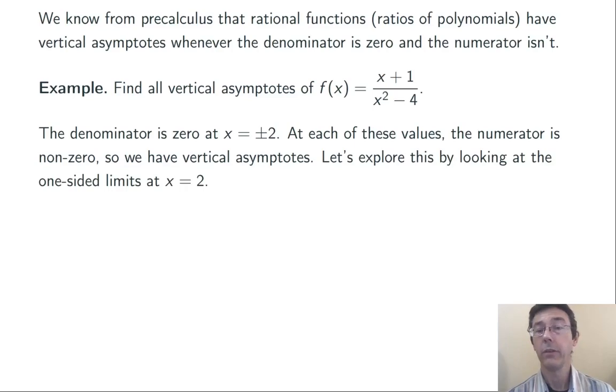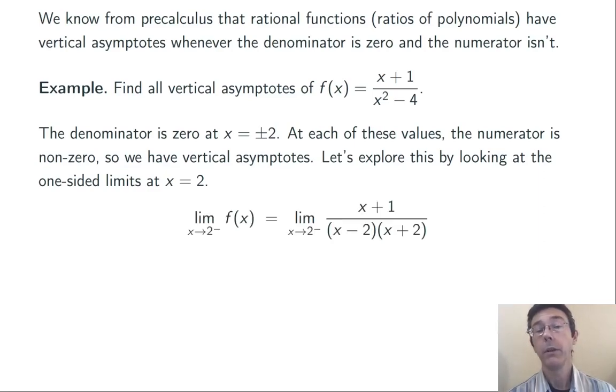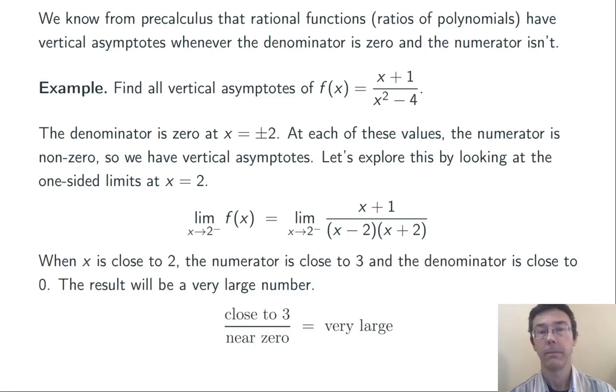Let's explore this a little bit more by looking at one-sided limits. And let's just do x equals 2. So we're going to be looking at the limit as x goes to 2 from the left of this function. I've started by factoring the denominator, x squared minus 4, as a difference of squares to get x minus 2 times x plus 2.